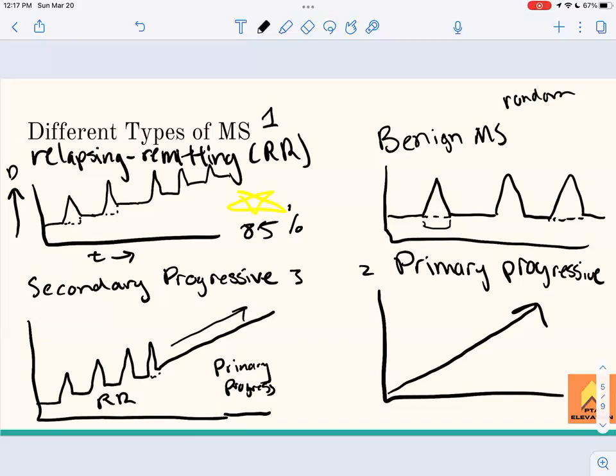So I like to draw this out to make it make sense. You guys can draw this out along with me. You can draw your own. I think that this makes the most sense when it comes to talking about MS.